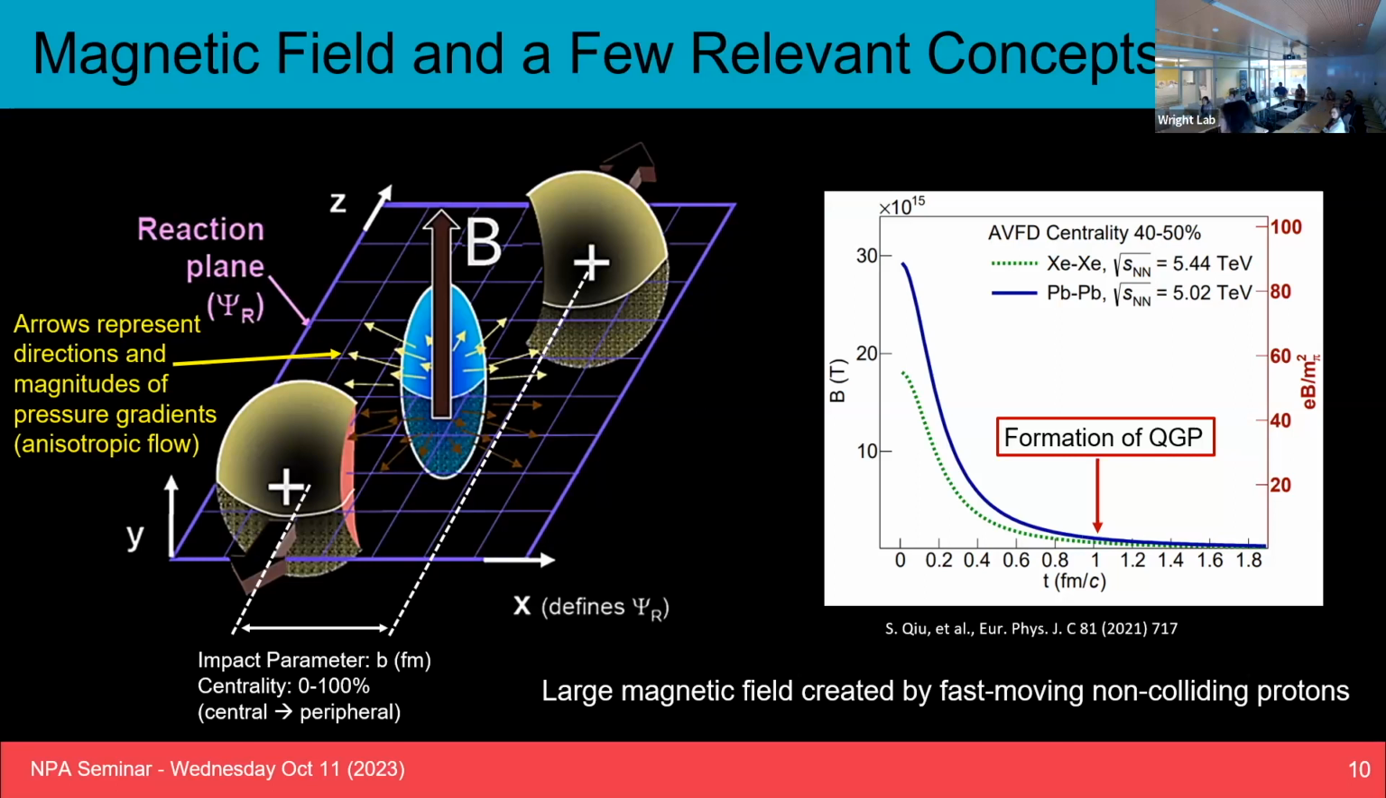You can see that there's some simulation of this magnetic field. Basically, this is the time, and it decays extremely fast. The formation of QGP is sometimes thought to be around 1 Fermi, but the field actually decays super fast. But there is also a very strong magnetic field. It's like 10 to the power 15 Tesla.